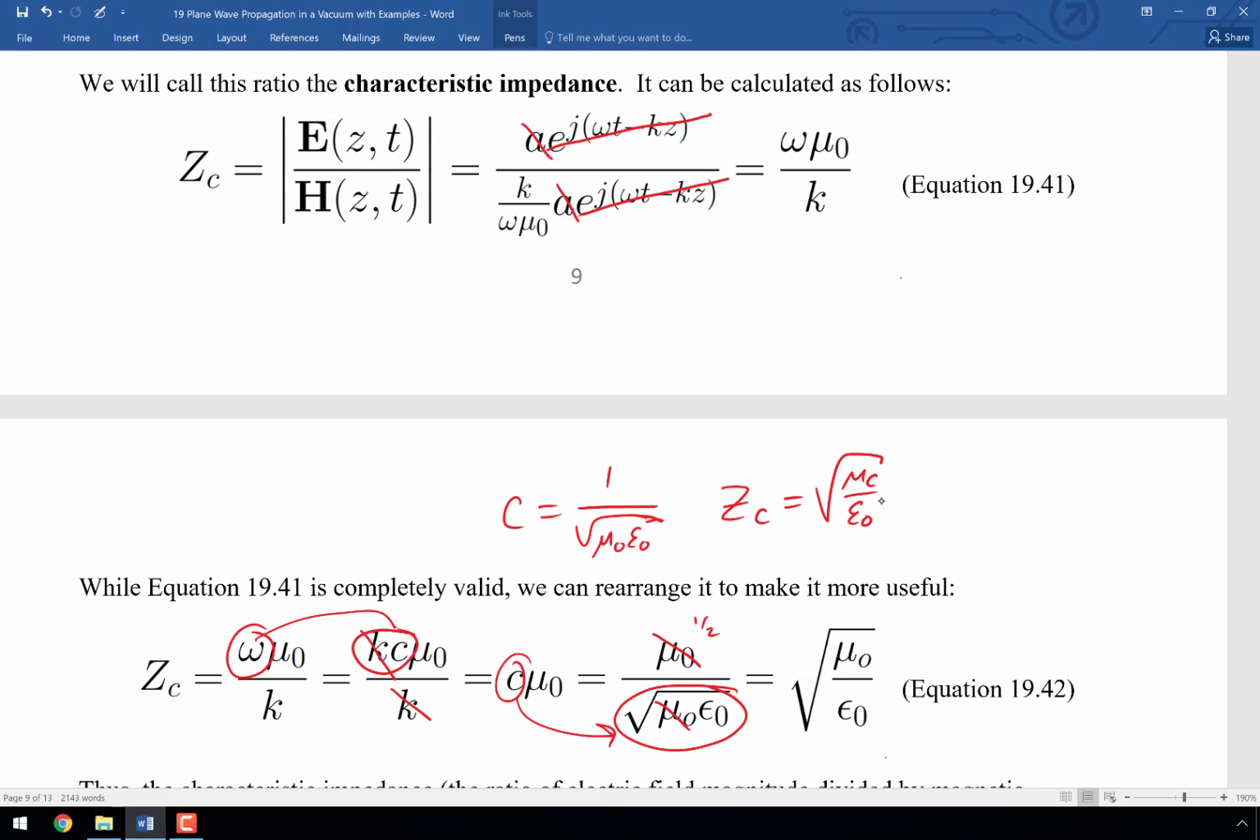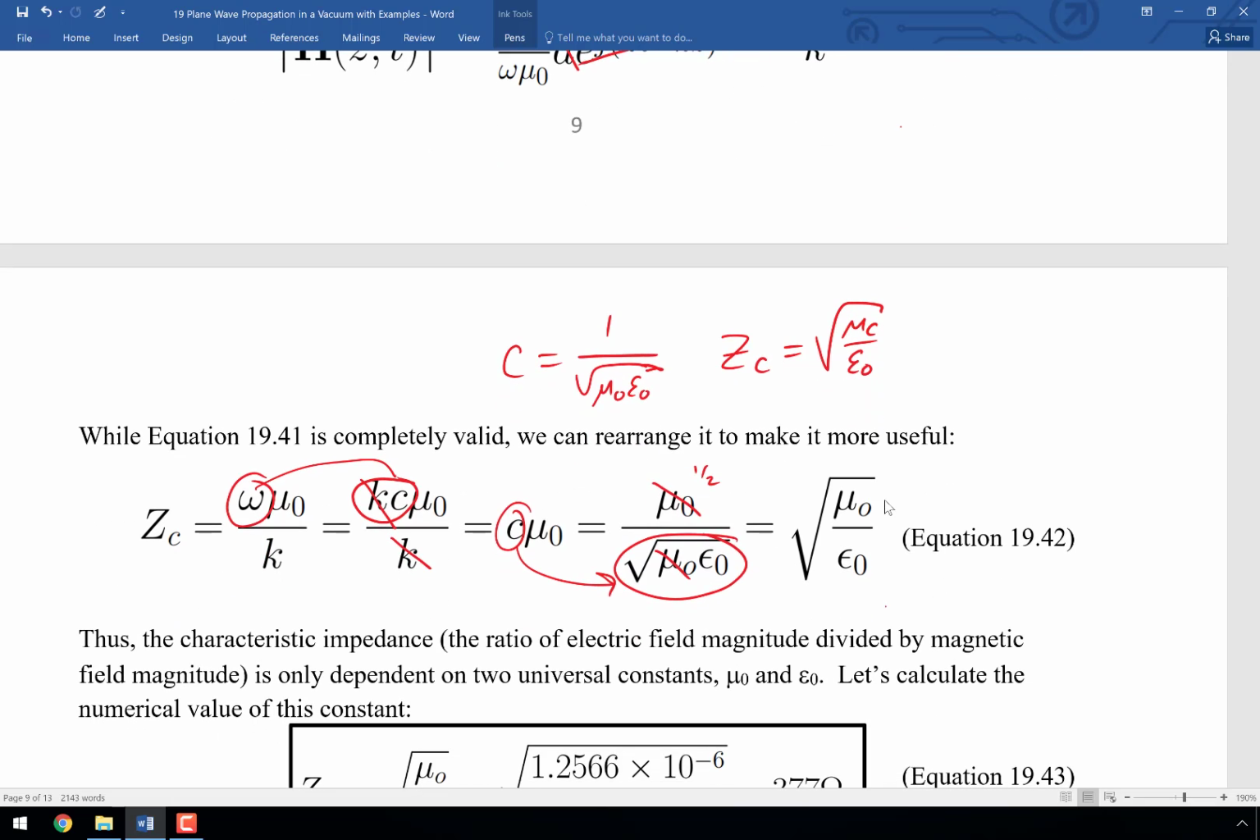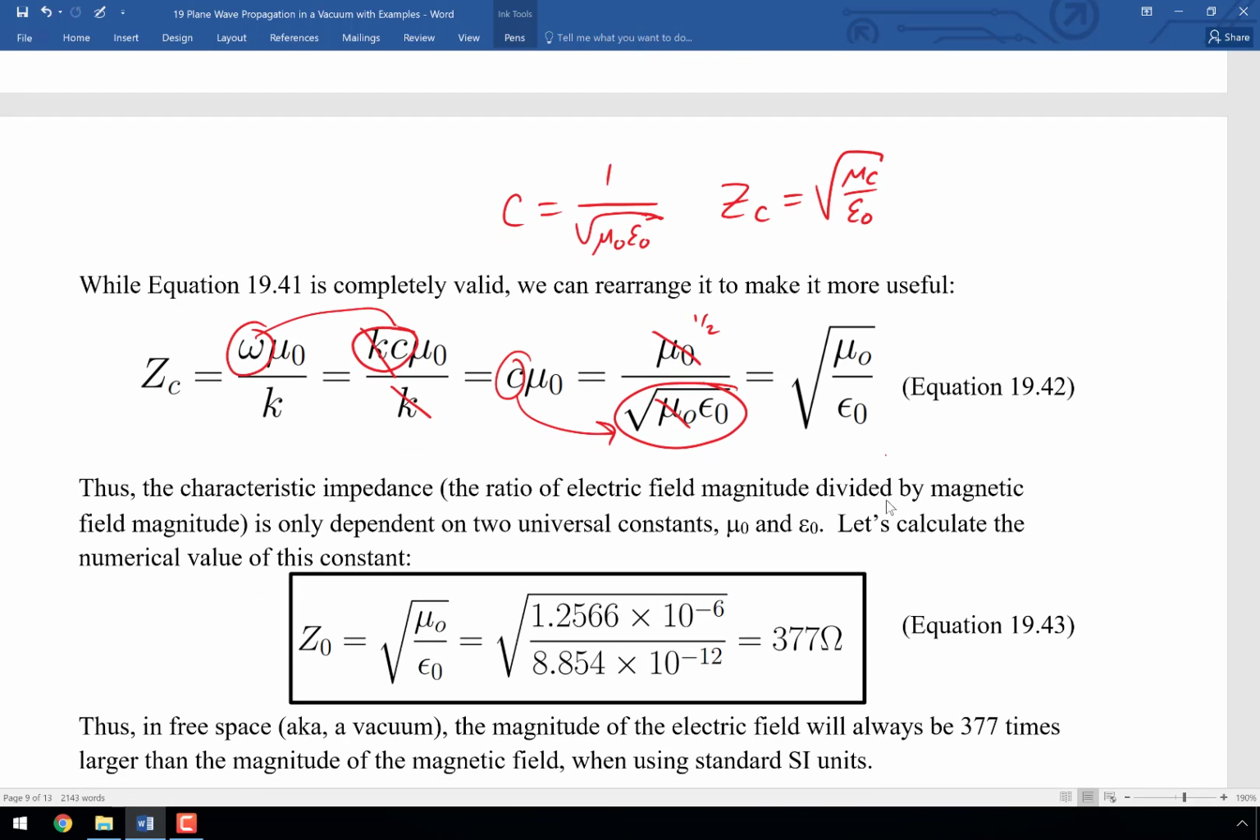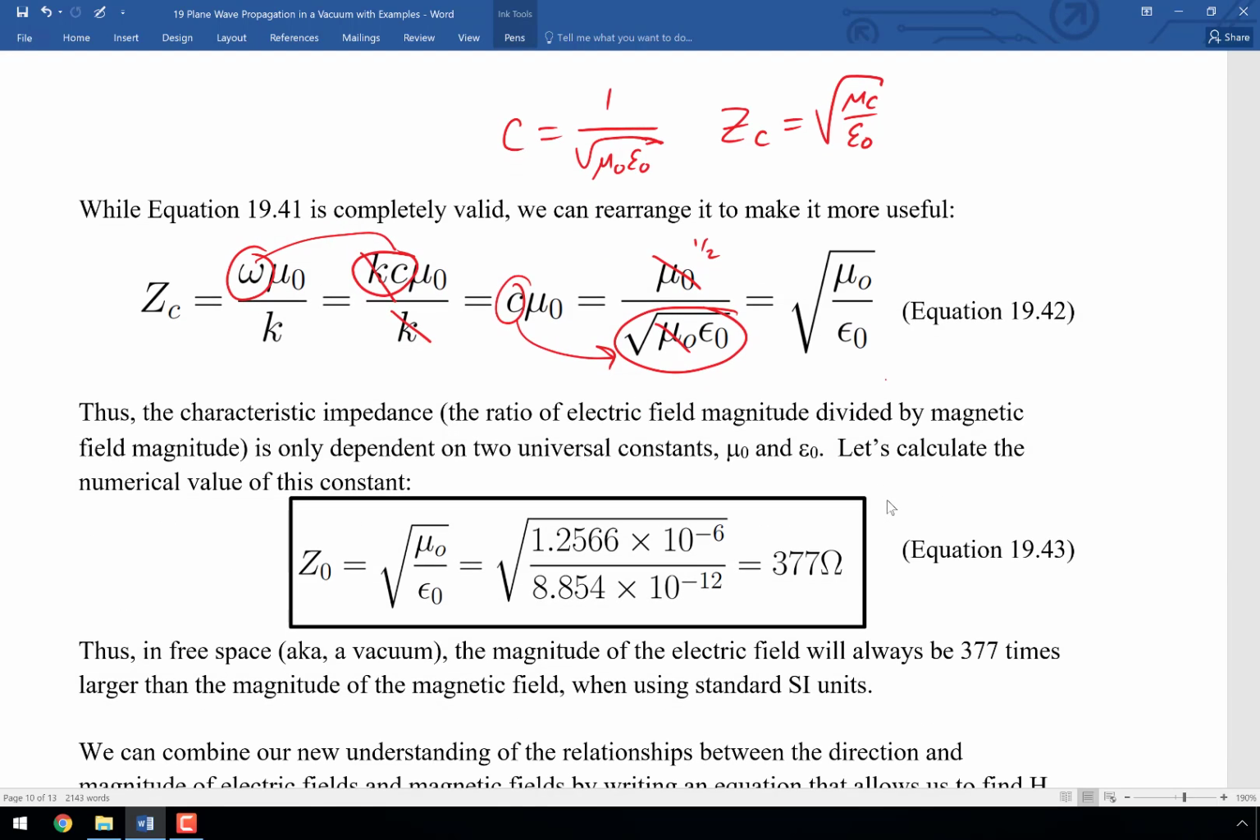So we've got some pretty interesting results here, and those two physical quantities seem to be universal. And in particular, if we're talking about free space, which we are here, we can give that the subscript 0, and we'll call that the impedance of free space, the characteristic impedance of free space. We plug in the actual numbers, and we get 377 ohms.